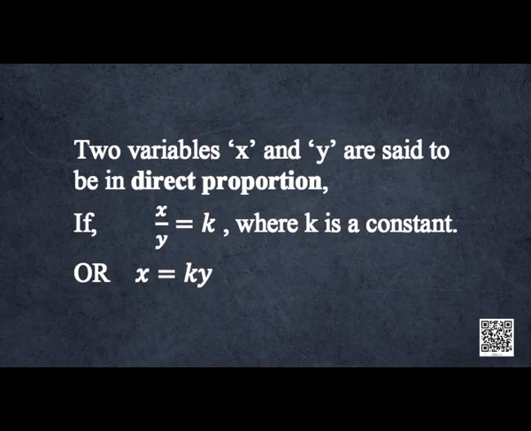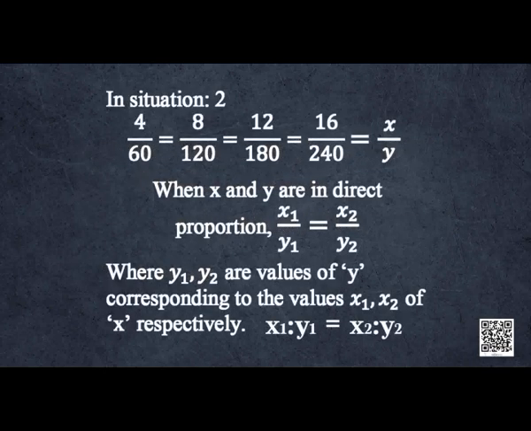As we have seen that the ratios 4 by 60, 8 by 120, 12 by 180 and 16 by 240 are equal in situation 2, where 60, 120, 180 and 240 are the distance travelled, that is the y value, corresponding to the amount of petrol, that is 4, 8, 12 and 16 liters respectively, which is the x value.